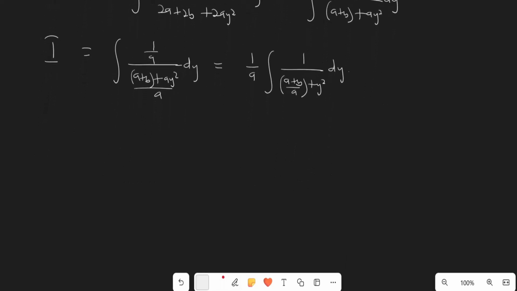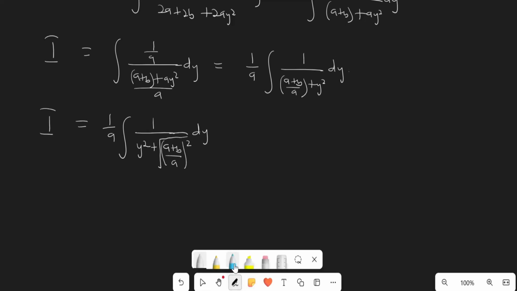Now we can compare this one to the arctan integral. Let me rewrite it here. This is 1 over a, the integral of 1 all over y squared, plus this one can be written as (a plus b) all over a, all this one squared in a square root like that, and then dy.